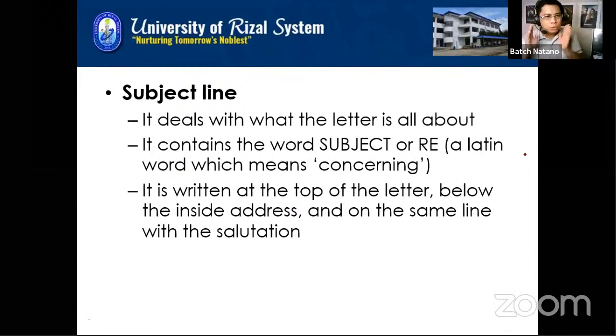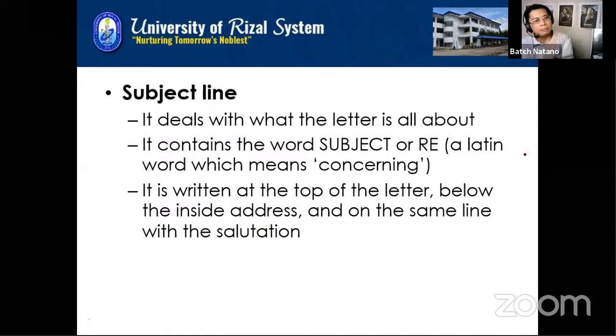It is the same true if you do have a lot of letters to read and the subject line is specified there, then you will just be categorizing which one to prioritize or not by merely reading the subject line. So that's the importance of the subject line.